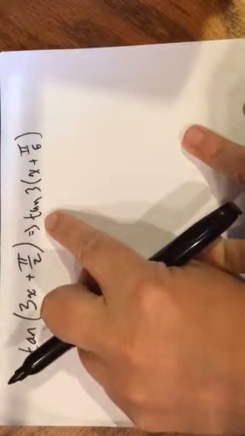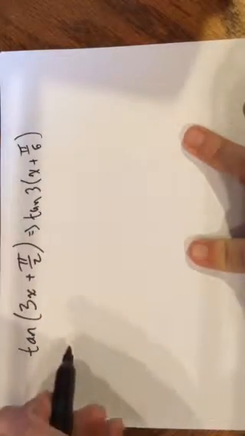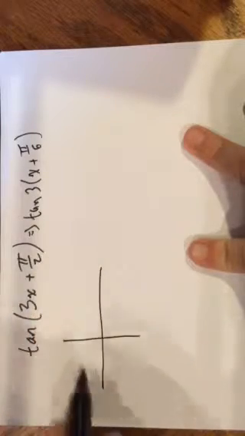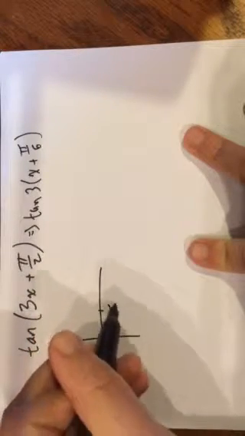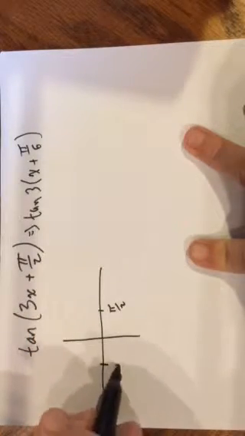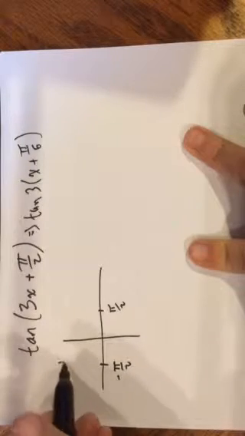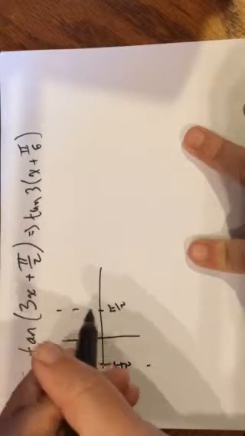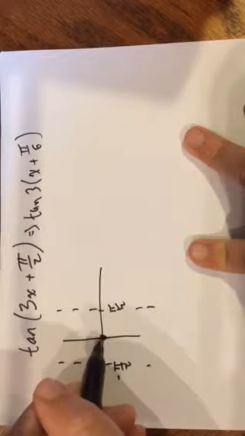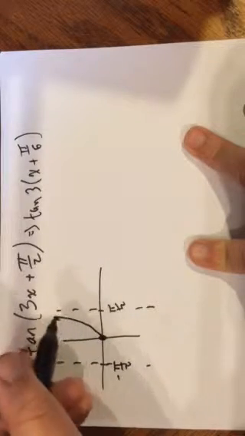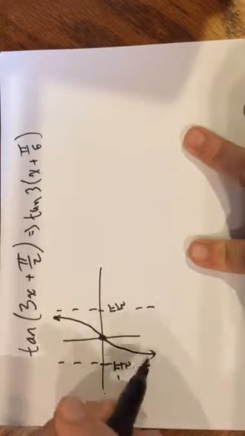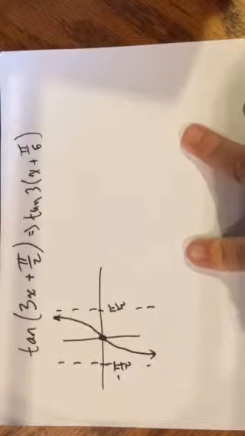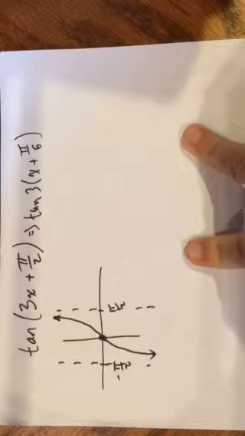So nothing is changing the amplitude, which is fine with tan. Tan doesn't really have an amplitude. If I have my regular graph of tan, it does pi over 2, negative pi over 2. That's where I end up with my asymptotes. It goes through 0, 0. To the right, it goes up and follows the vertical asymptote. To the left, it goes down and follows the vertical asymptote.